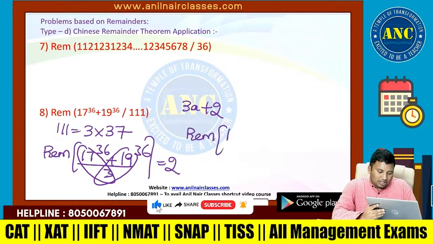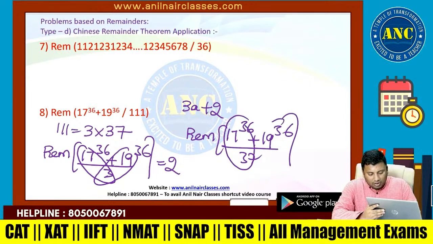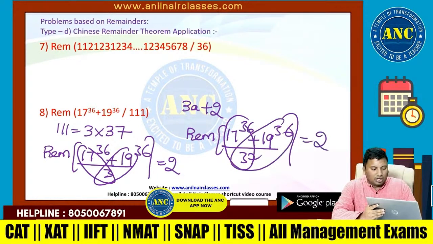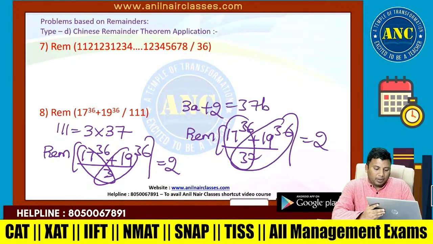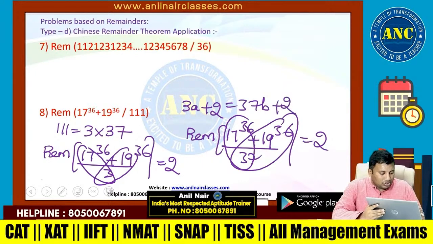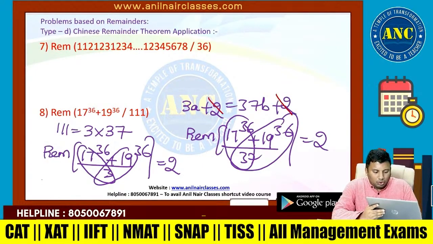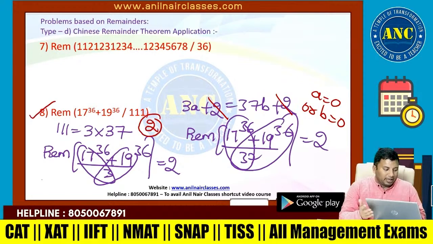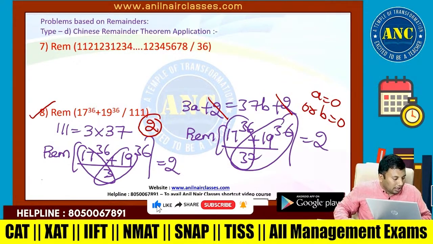Another is 17 power 36 plus 19 power 36 divided by 37. This is 1 and it is 1, so this is also remainder 2. It is 37b plus 2. So it is A0 or B0. 3 into 0 plus 2 is 2. The answer is 2. 8th one, another application. I hope it is clear.